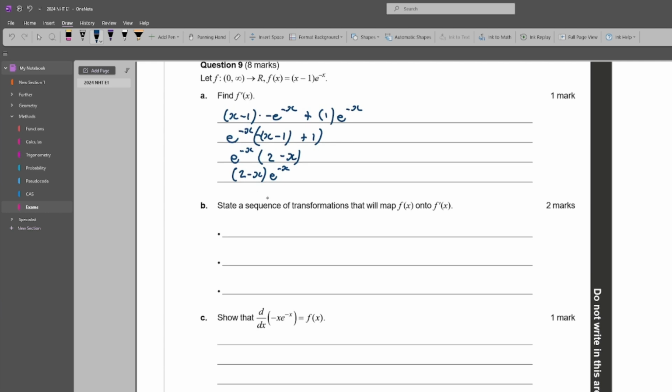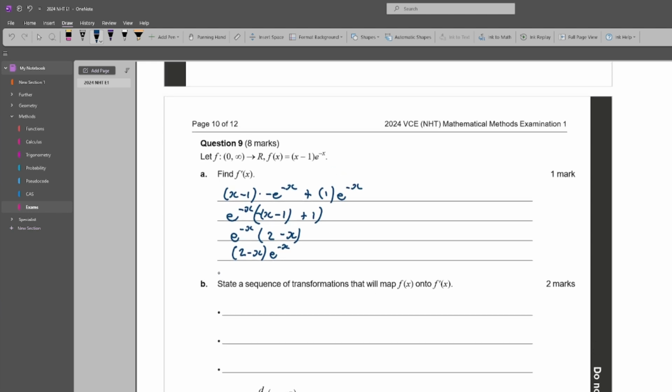State a sequence of transformations that will map f onto its derivative, so this onto this. What I'm going to do is rearrange this by factoring out the negative 1, so I can compare what's going on with the x's. So this is the same thing as negative (x minus 2) e to the negative x. Now it looks a bit more like this, so it should be easier to see the transformations we need to apply.